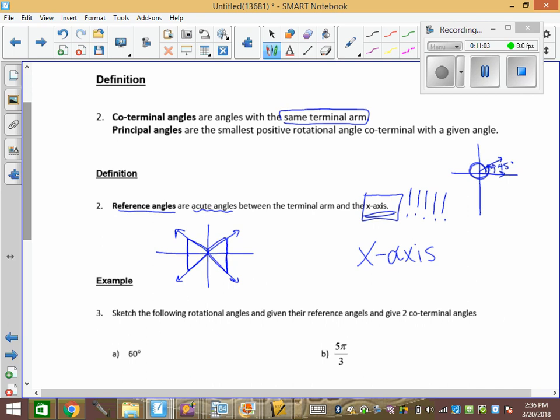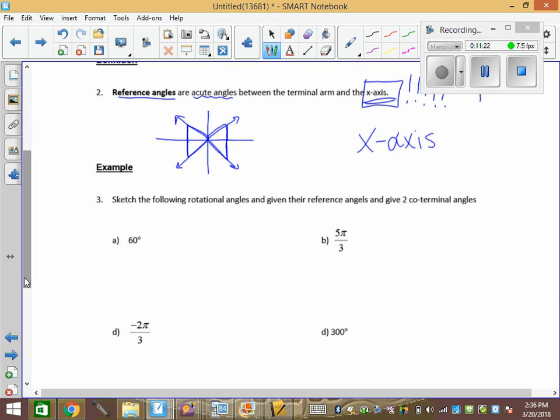They're not going to make an hourglass. You never figure out the angle from the terminal arm to the y-axis ever. It's not helpful to you. There is no help for that. The reference angle is always from the x-axis to your terminal arm, and you used them last year. Okay, so knowing that, let's go through these.